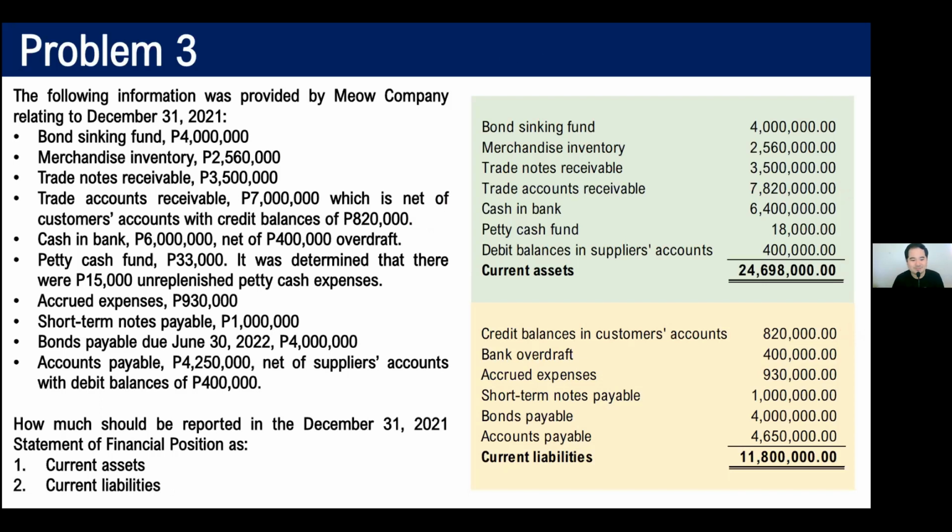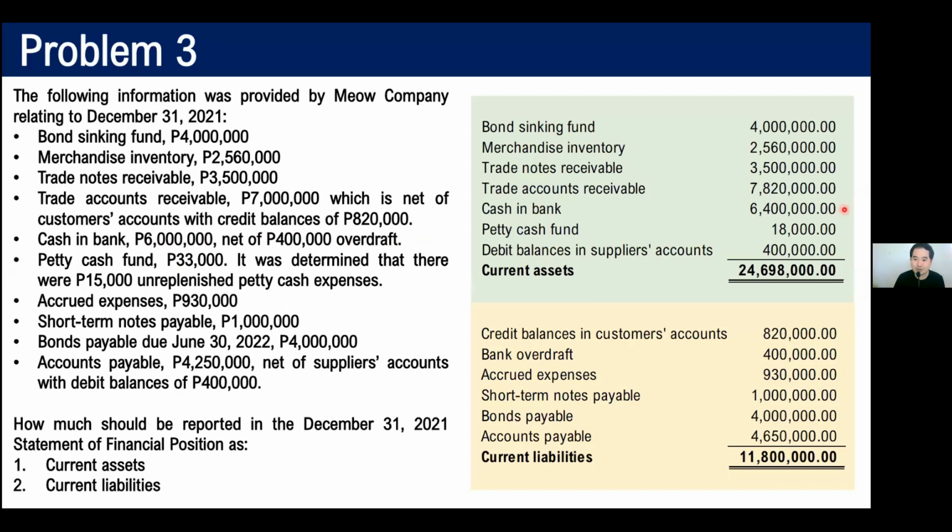Huwag niyo kalimutan 'yon. Cash in bank net of 400,000 overdraft. Ano nga po uli yung overdraft? Sobra na ng paglalabas ng cheque, nagne-negative balance yung account mo sa bangko. Ang gagawin mo po, wag mo rin po siyang ineneto. 6 million plus 400,000, idiretso mo ng report.